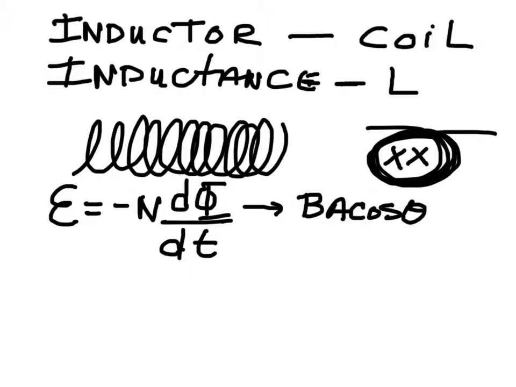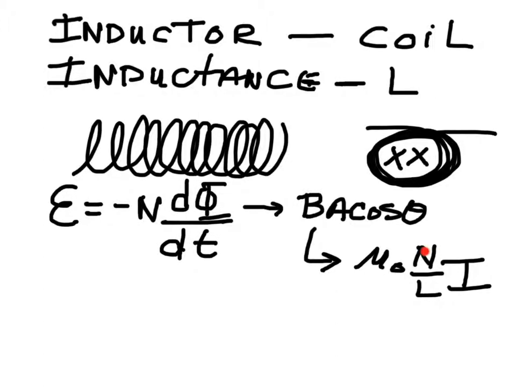And we also want to remind ourselves that B for a coil comes from simply mu naught N over L times I through the coil, where N is the number of windings and L is the length of the coil. You should know all this. And the N over L can be thought of as the winding density.